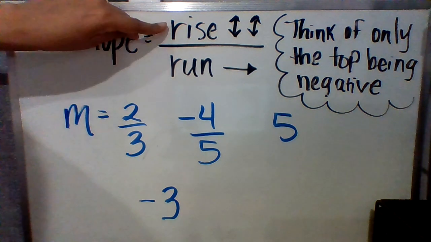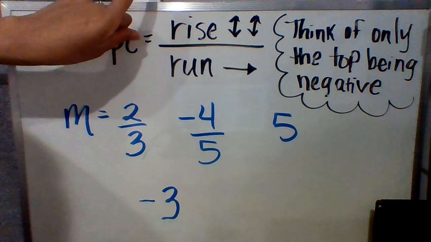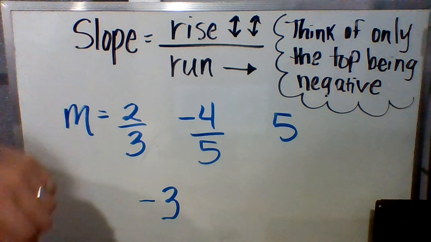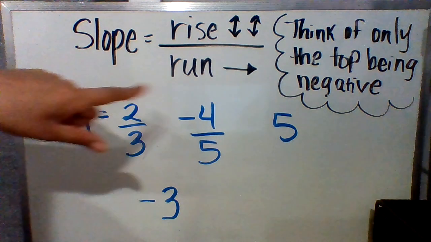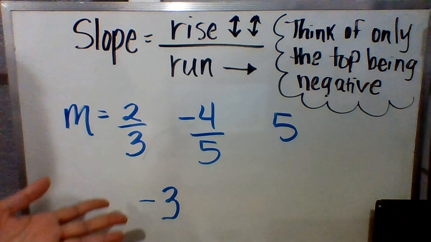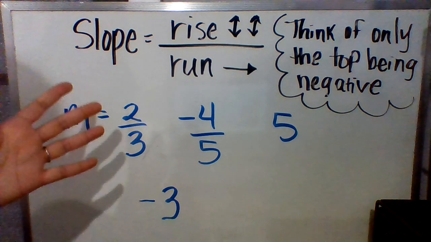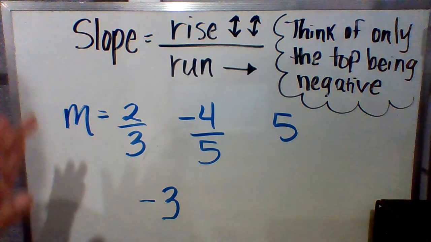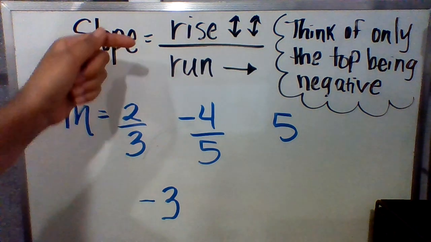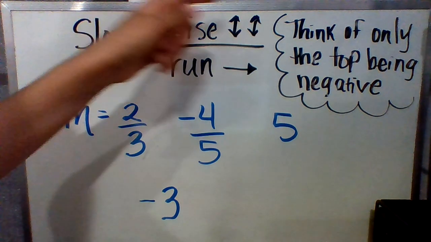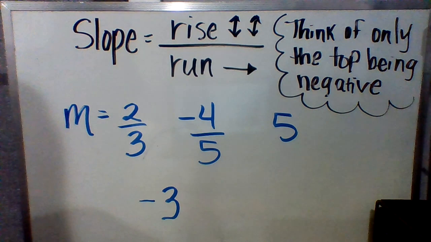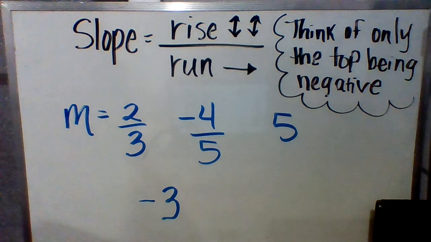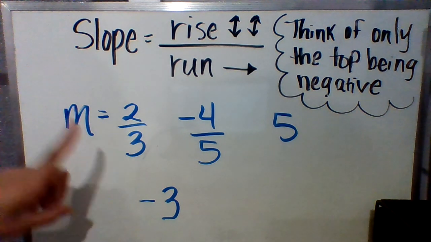Slope is rise over run. The top number is telling you to go up if it's positive, down if it's negative. And the bottom number is your run. It's telling you to go sideways, either left or right. But for graphing purposes, we're always going to go to the right. So if there is a negative, think of the negative as being on top. Always put the negative on the top if there is a negative. You'll see that this is helpful when we're graphing.